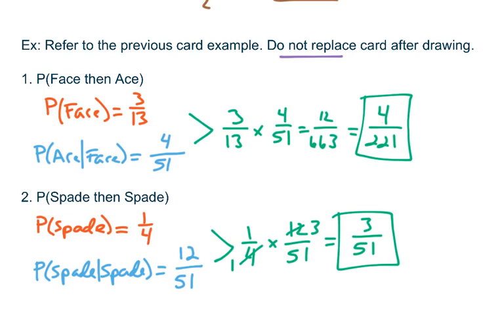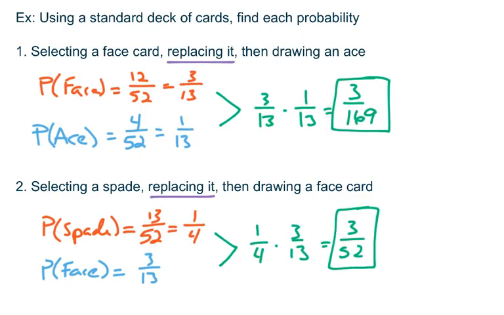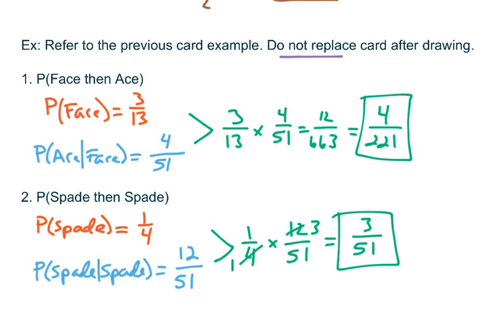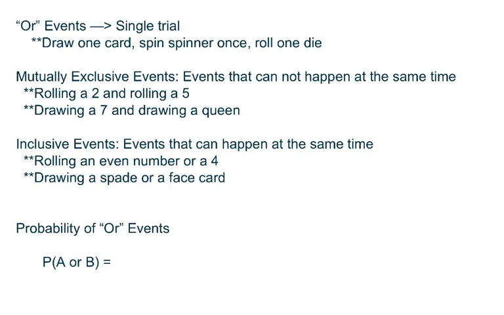So I want you to kind of realize there, so this one was exactly the same as the first one, except our probabilities were different. So in the previous example, a face then an ace gave us 3 out of 169, but if we don't replace it, now it's 4 over 221. So our chances of getting a face card and then an ace, if we do not replace the first card, go down pretty significantly. All right, let's move on to OR events. We talked about and/then. Now let's move to OR events.